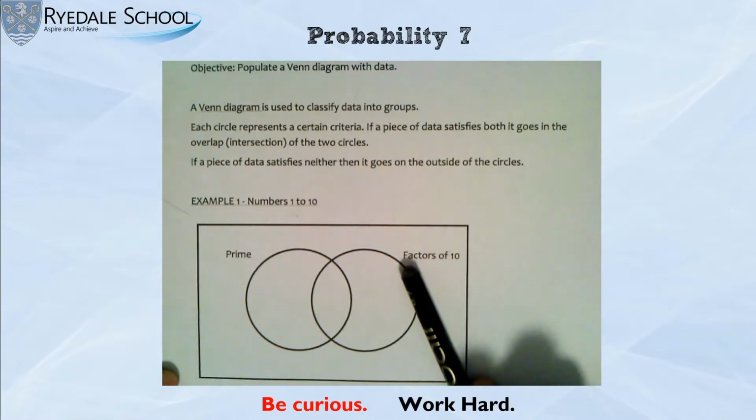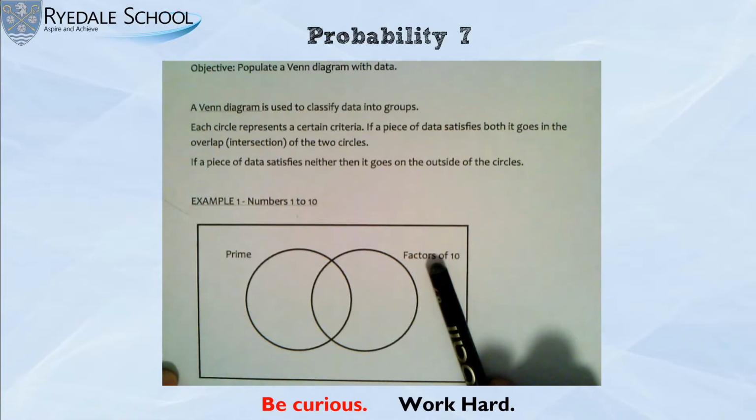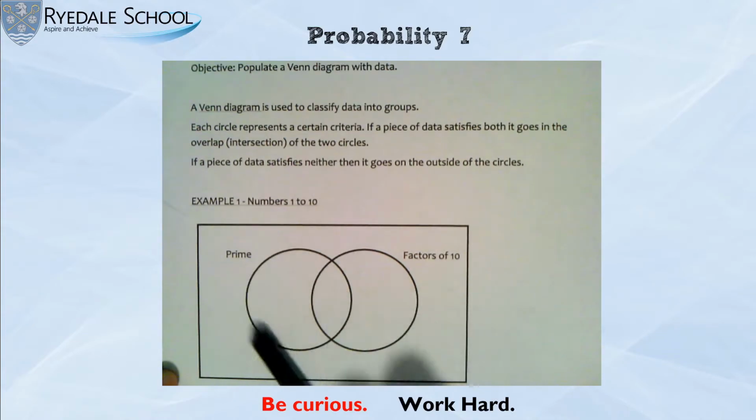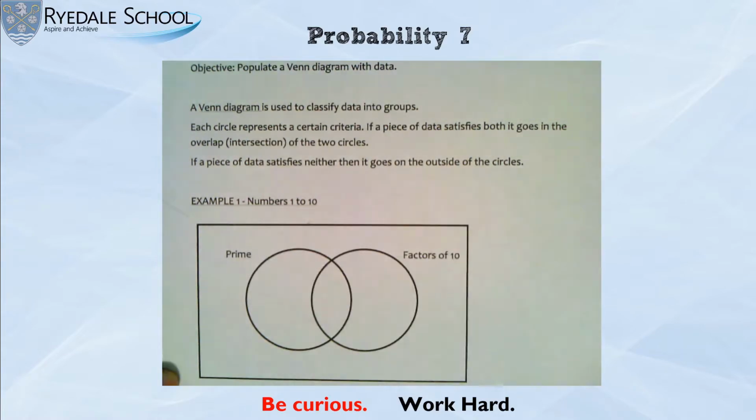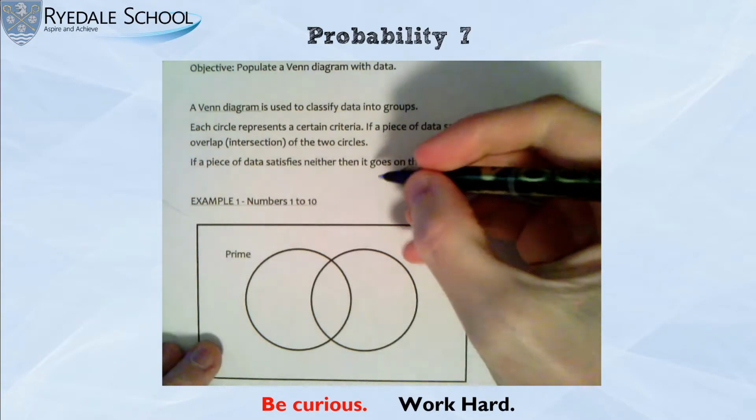So, remember, a factor is a number that divides something exactly, and a prime is a number that has exactly 2 factors, one and itself. So what I might just do here is think about what the prime numbers from 1 to 10 look like, and what the factors of 10 look like using the numbers 1 to 10. So I'll just do a little list here.